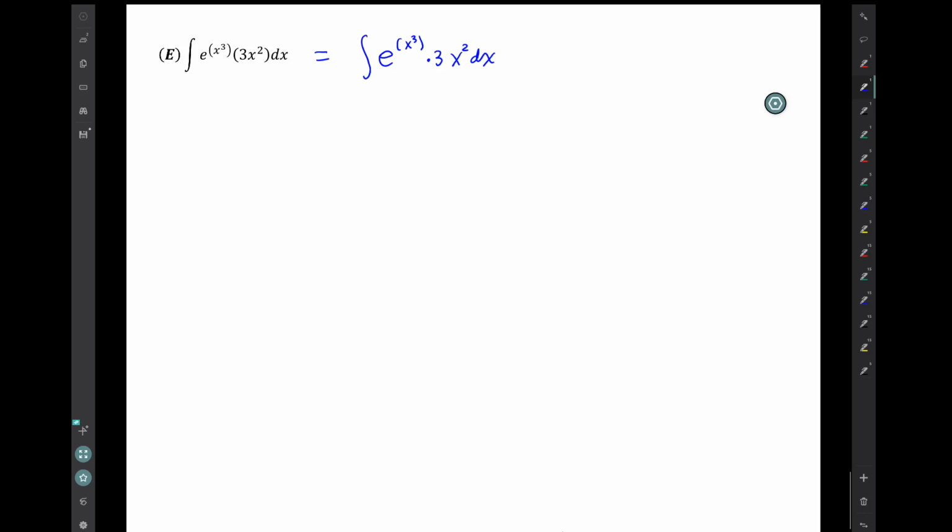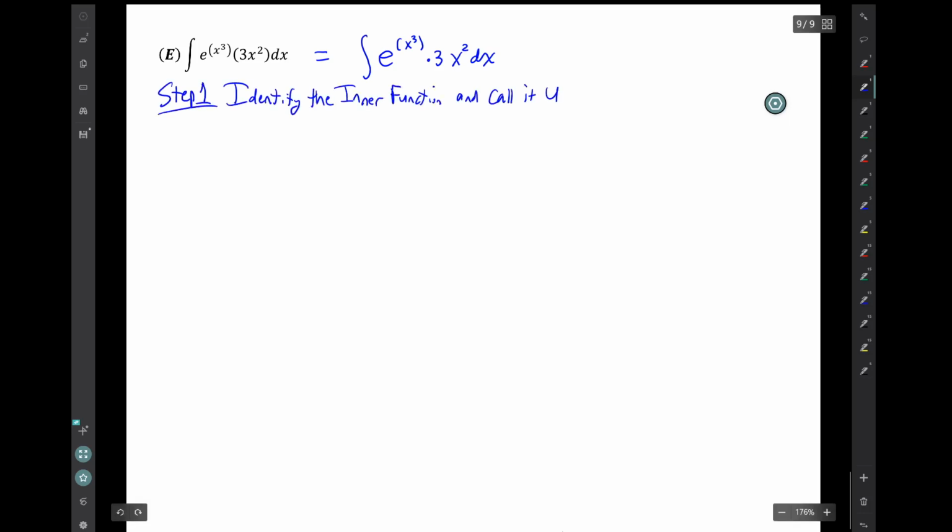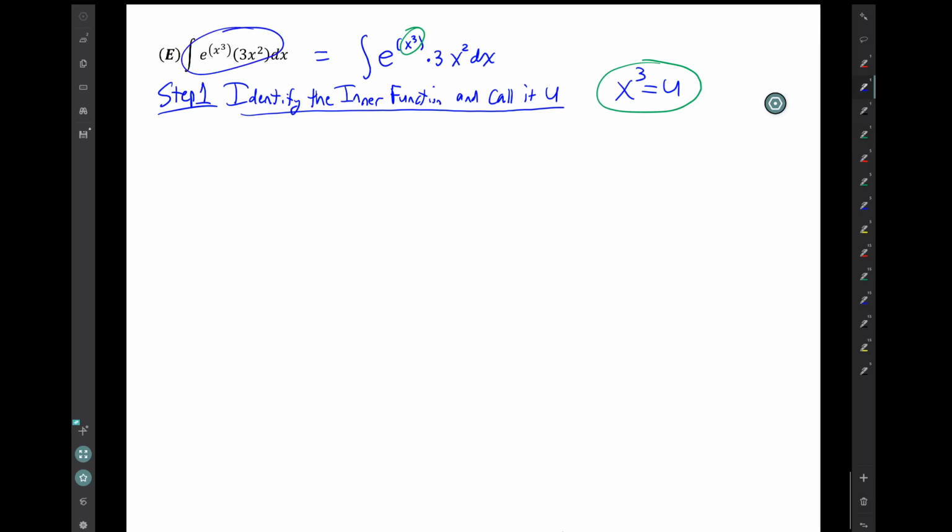Step 1 is to identify the inner function and call it u. So our inner function is the thing inside of parentheses, which is just that x cubed. And again, you can see why the original typesetting is very misleading. Looking at that typesetting from the book, you might wonder if the x cubed is the function inside or if the 3x squared is the function inside. There's no ambiguity. The only parentheses that are needed are the ones around the x cubed.